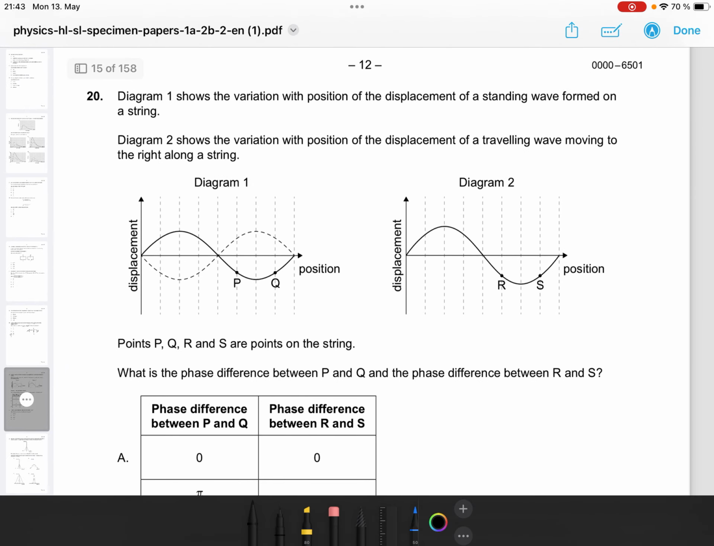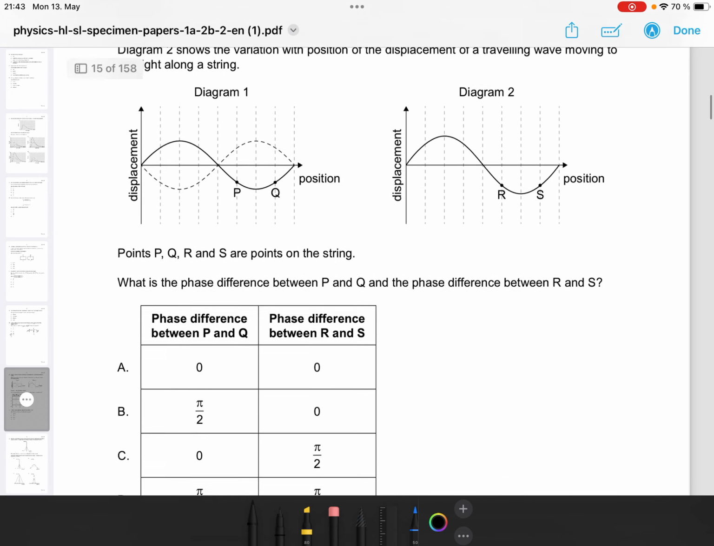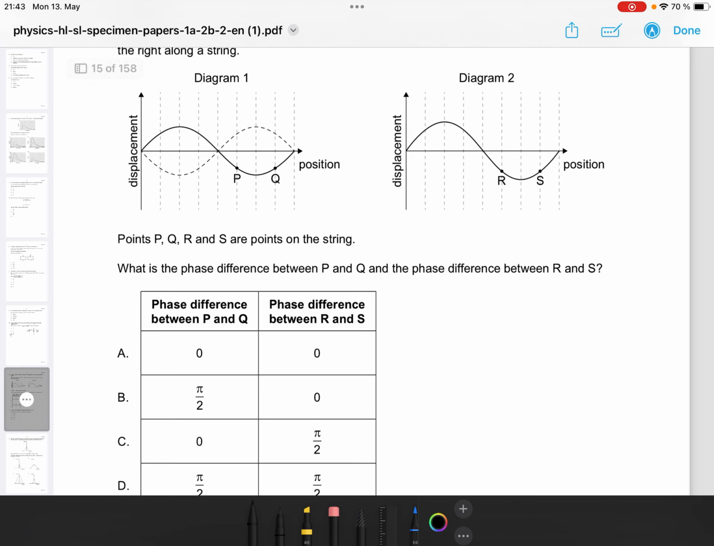Okay, so this one says, diagram 1 shows a variation with position of the displacement of a standing wave formed on a string. Diagram 2 shows the variation with position of the displacement of a traveling wave moving to the right along a string. P, Q, R, and S are points on the string. What is the phase difference between P and Q and the phase difference between R and S?